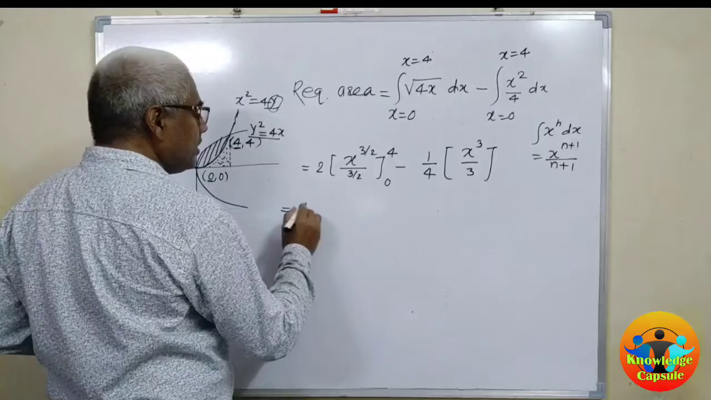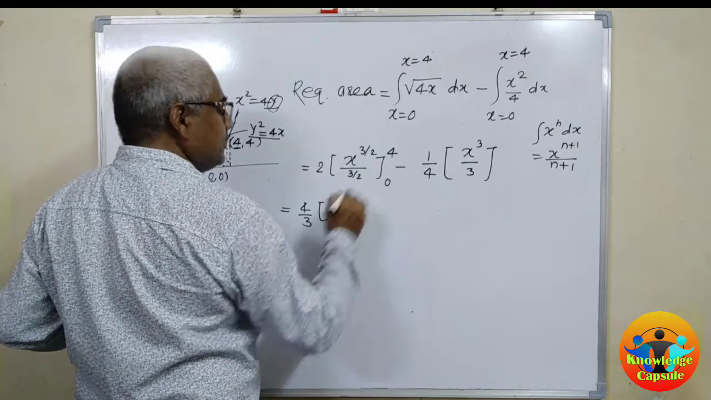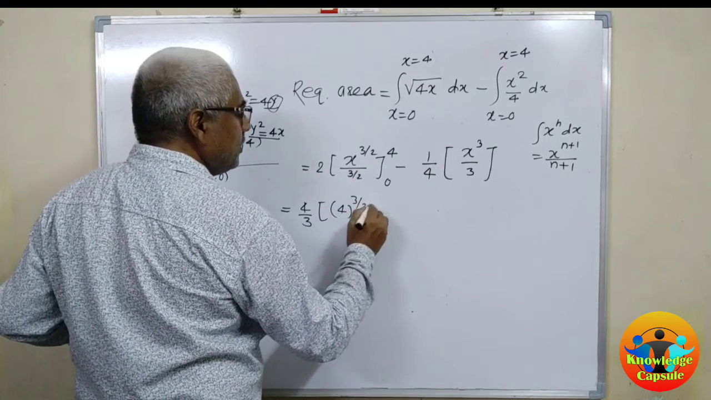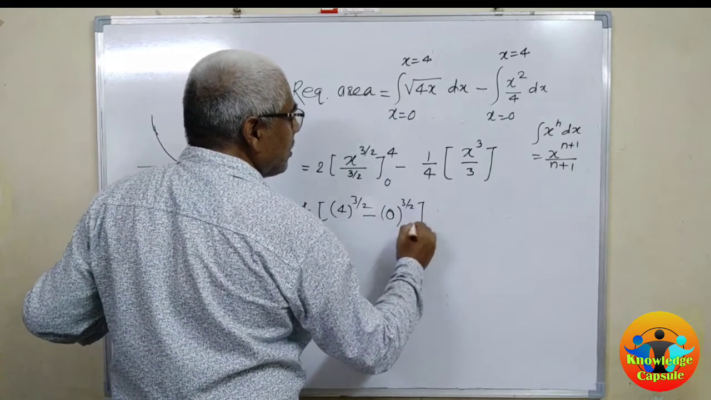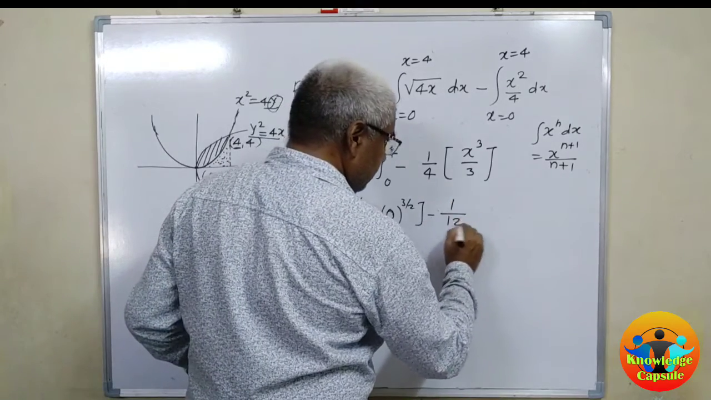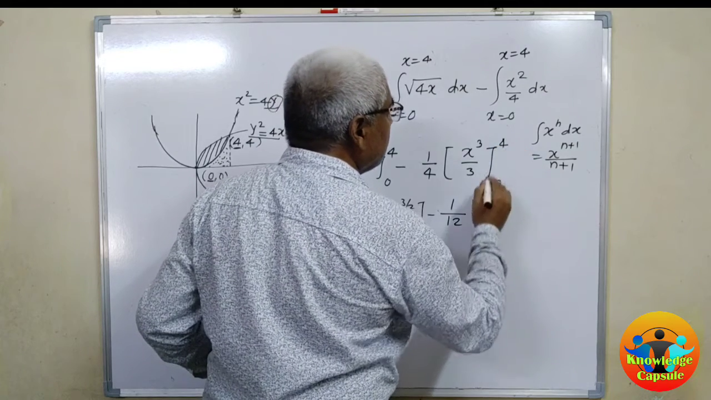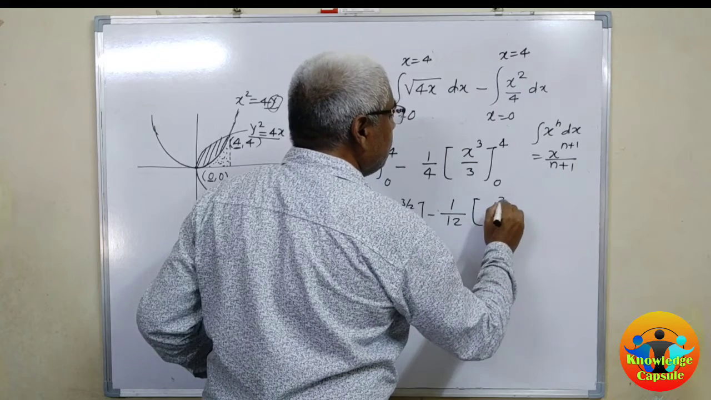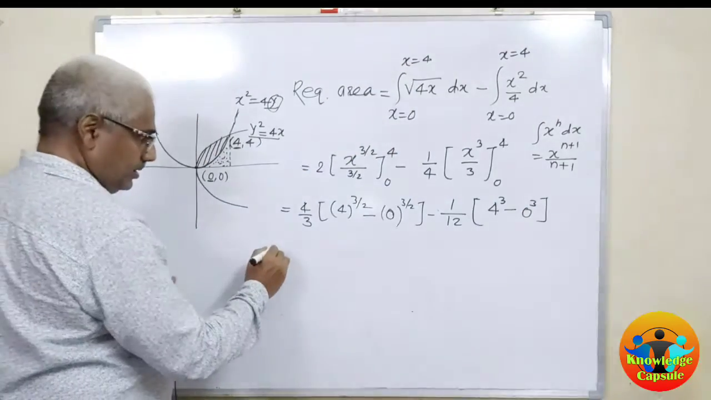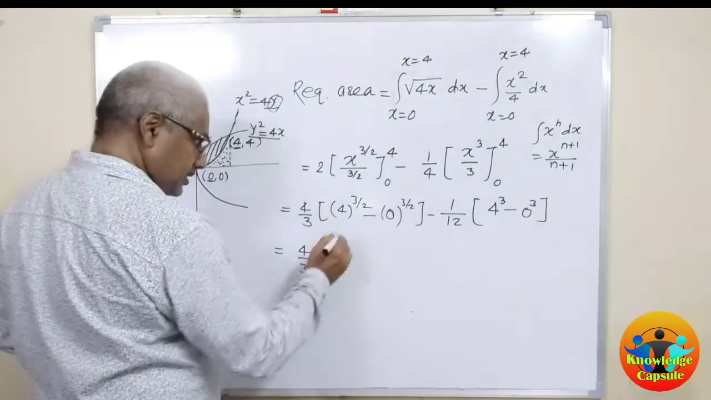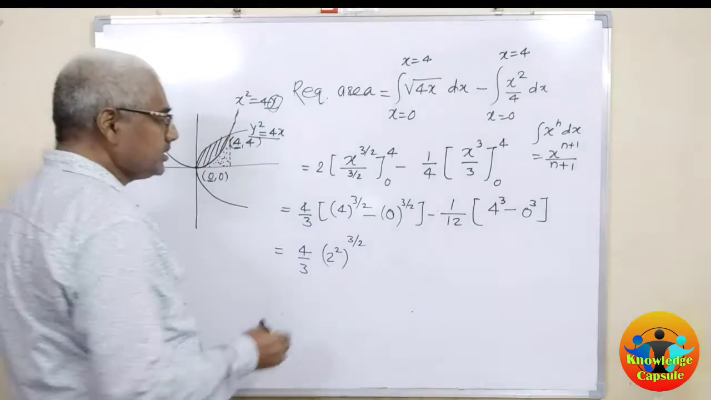Okay, now this will be 4 by 3. Upper limit, see 4 raised to 3 by 2 minus lower limit 0 raised to anything is 0, minus of 1 by 12. See lower limit 0, upper limit 4. First put upper limit 4 cube minus 0 cube. Now 4 by 3, this 4 we can write 2 square, just by manipulation.